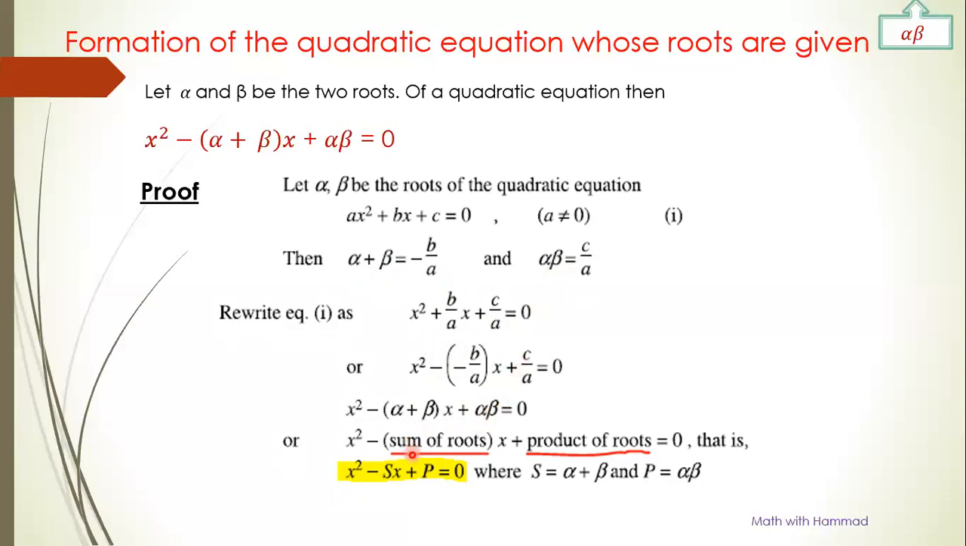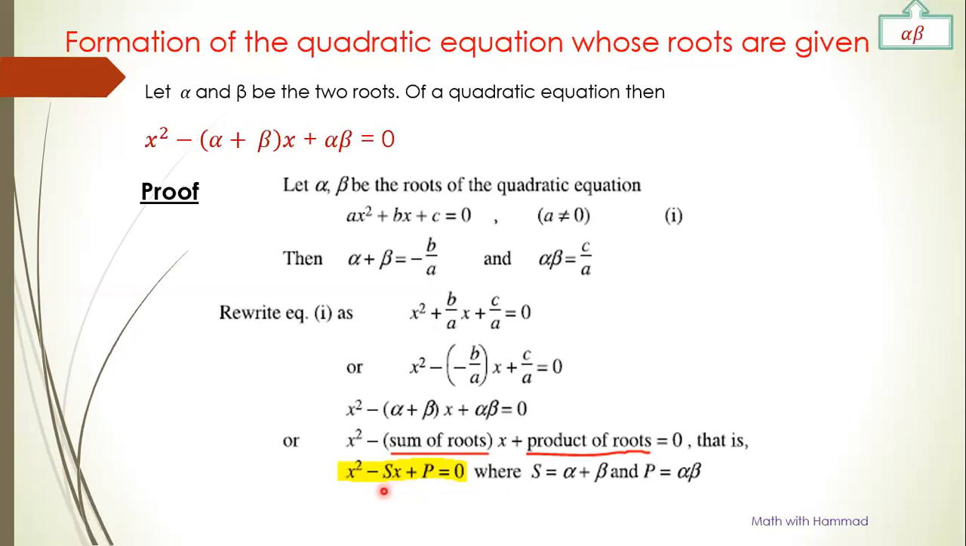And alpha plus beta is known as sum of the roots, and alpha into beta is product of the roots. So x square minus (alpha plus beta) into x plus alpha beta is equal to 0 can be written in the standard form x square minus sx plus p is equal to 0, where s is equal to alpha plus beta and p is equal to alpha into beta. This is the standard form x square minus sx plus p is equal to 0.